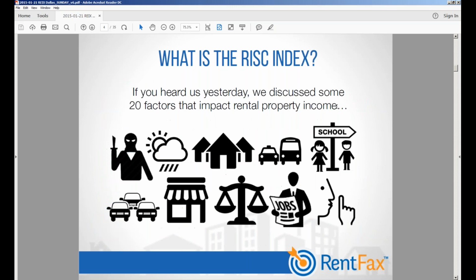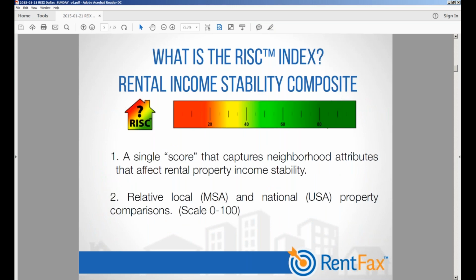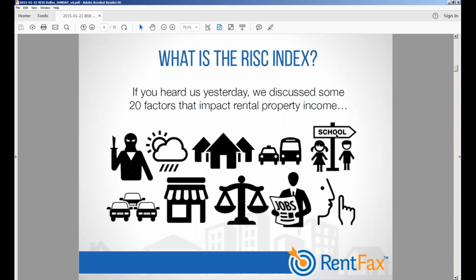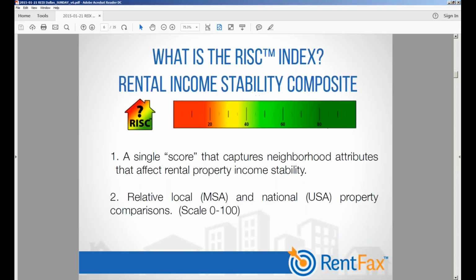So what is the risk index? I talked about it a little bit, but it's a compilation of factors that impact rental property income, from crime and housing and schools and a bunch of different jobs, I mean, you name it. It's all this data and information that we've aggregated and studied and developed these relationships between how rental properties perform versus the demographic and associated data with that neighborhood. So it's a single score that takes all that information and rolls it up into a single thing.